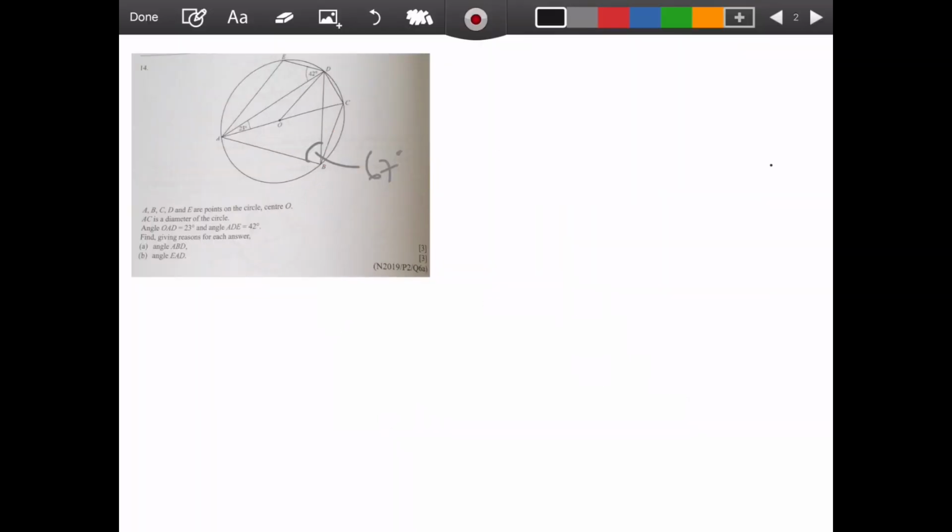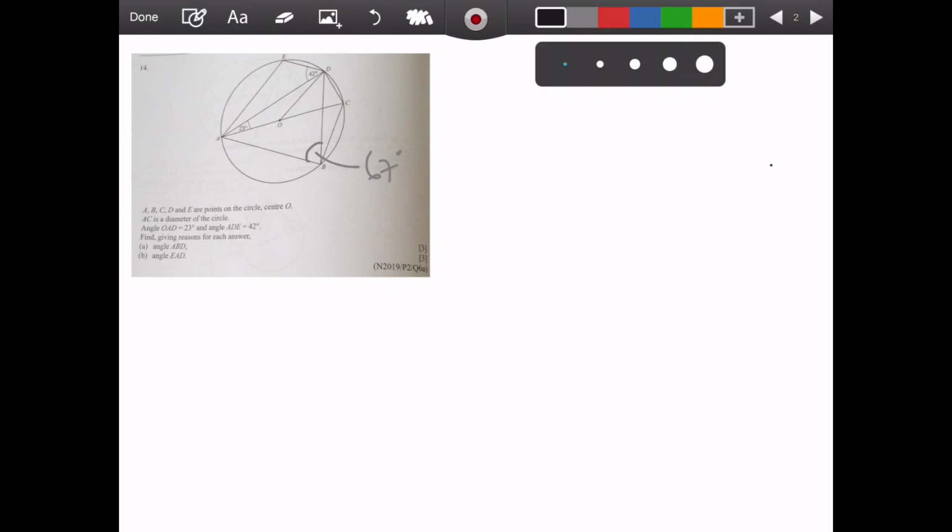Let's solve for part B. Part B says find the angle EAD. Okay, if you see over here, this is a cyclic quadrilateral, right? This is a quadrilateral, and each vertex actually touches the circle, right? So there is a cyclic quadrilateral over here, and you can see that the angle AED is 180 degrees minus the angle ABD. This is the proof that we did just now. This is angle in opposite segment, right?